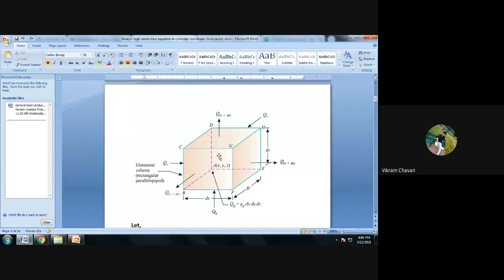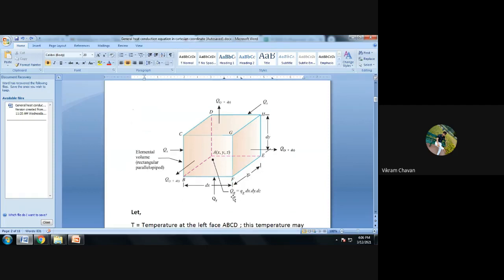Now this element, we have considered as an element of any heater or a heat generating element or press iron. So in that case, this particular element also generates heat. So total heat generation will be equal to G multiplied by dx, dy, and dz. So this will be the heat generation per unit time.